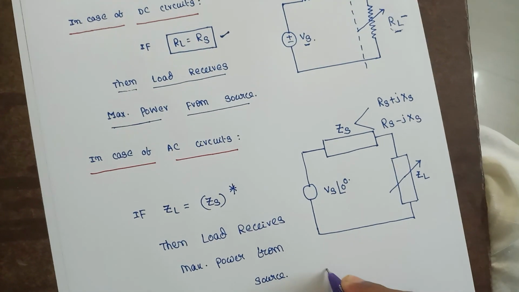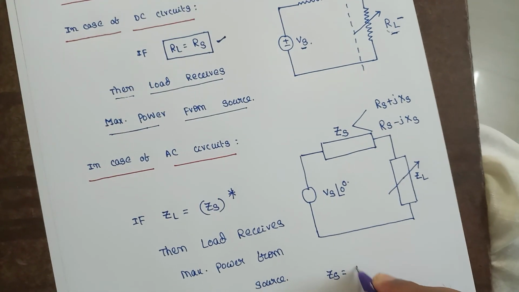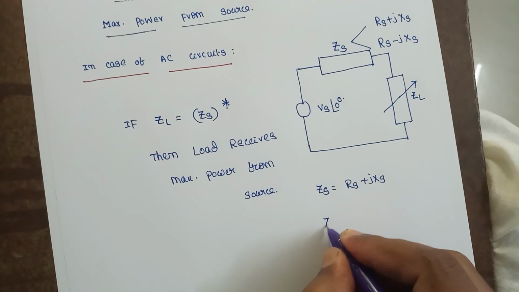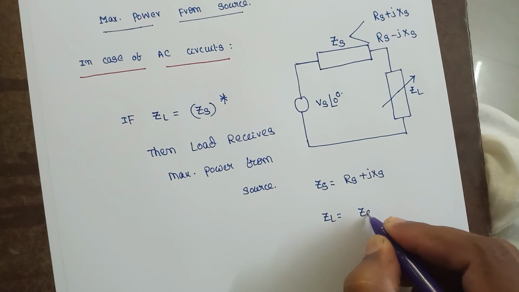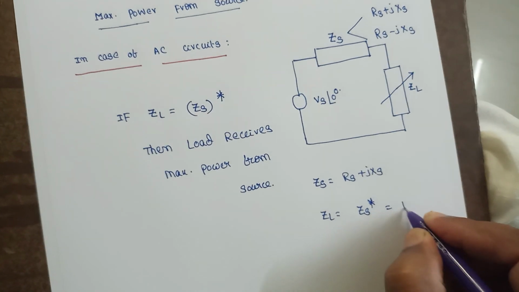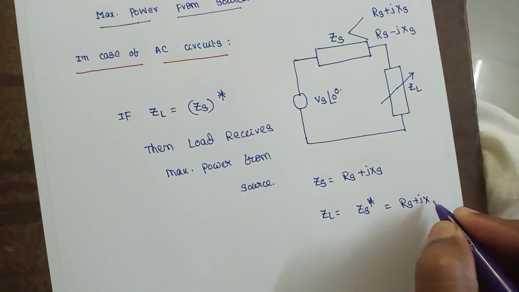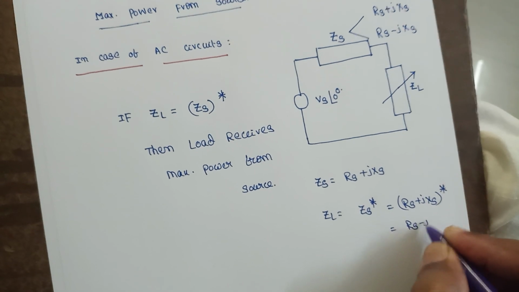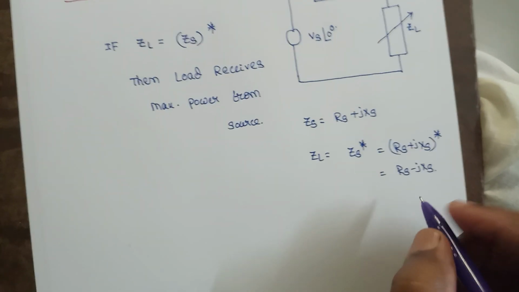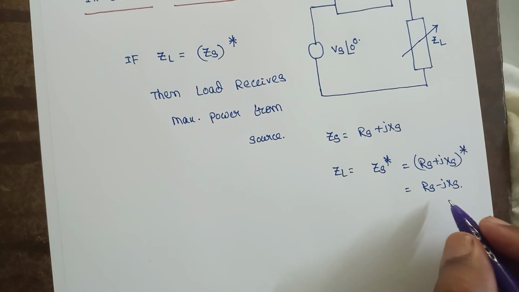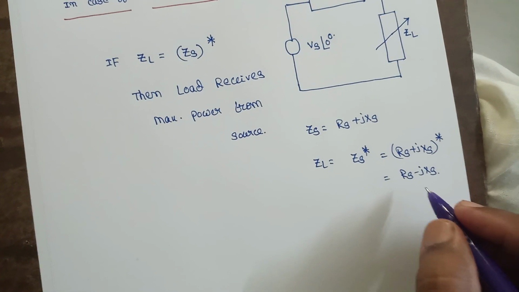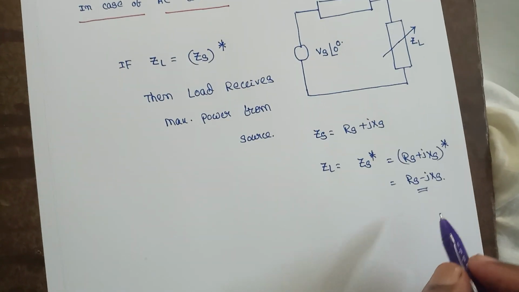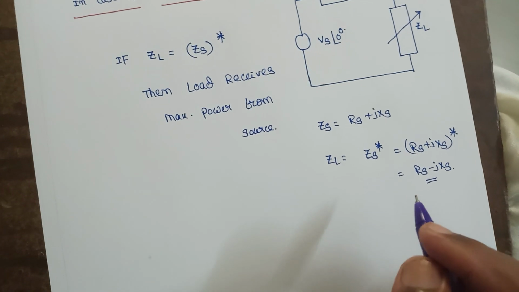That means if Zs is Rs plus jXs, then ZL equals Zs conjugate. The conjugate of Rs plus jXs is Rs minus jXs. In that situation only, the load receives maximum power from the source. So this is the statement in the case of AC circuits. Next, we will go for its proof as a simple derivation.